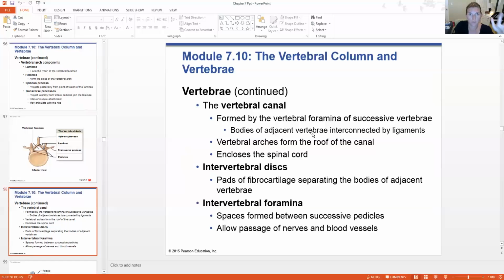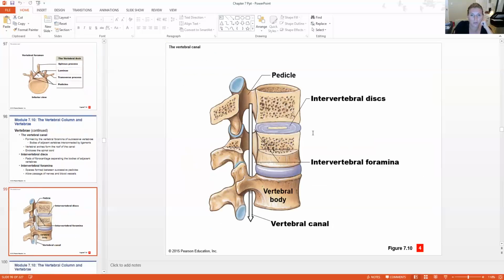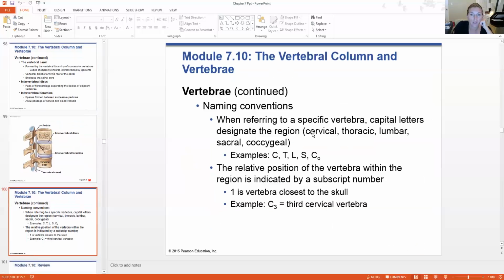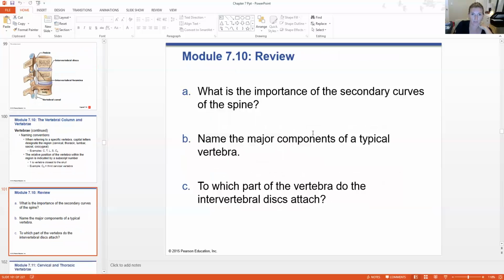of the vertebrae. And this is where blood vessels and nerves will leave or come into the vertebrae. Naming conventions, you typically refer to it as a C, a T, an L, an S, or a C, usually, and then the number. So which number going from superior to inferior, so C1 would be that first cervical vertebrae that's right underneath of the skull. You can pause the video, go back and review.